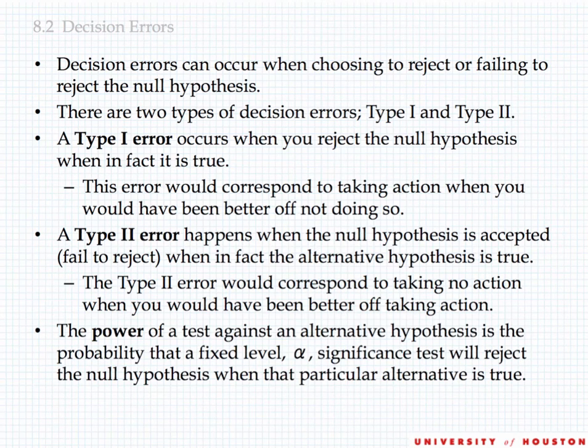The power of a test against an alternative hypothesis is the probability that a fixed level alpha significance test will reject the null hypothesis when that particular alternative is true.